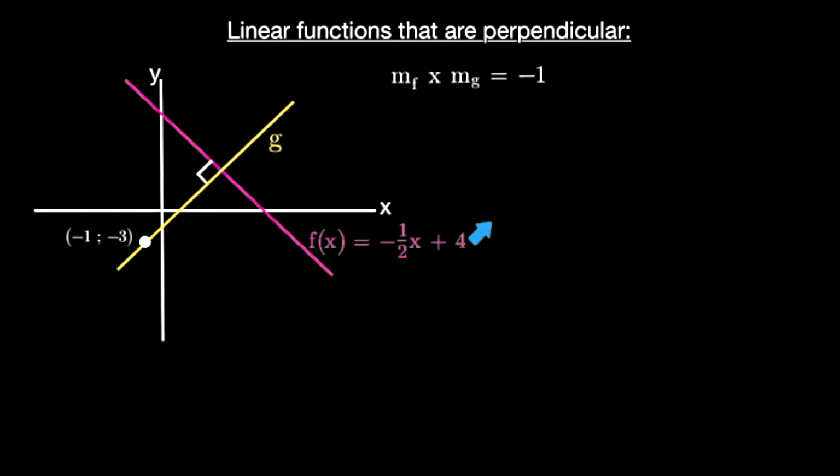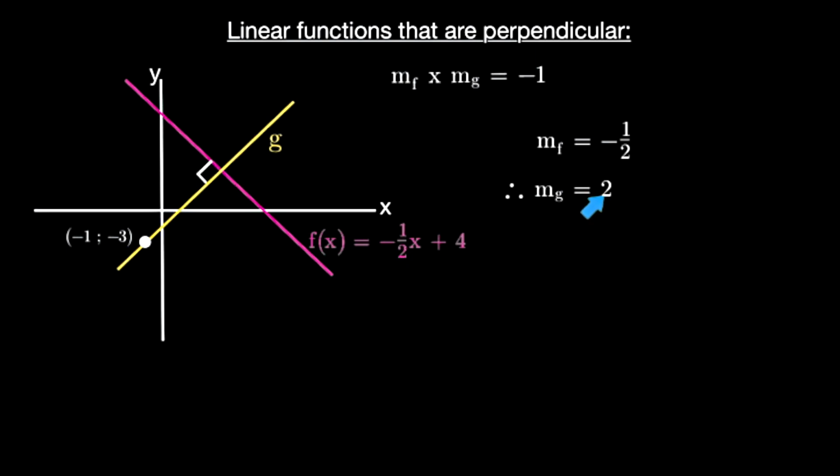So let's write that down. The gradient of f is equal to -1/2. Now we know that if we multiply the gradient of f with the gradient of g, we should get an answer of -1. So that means we can easily calculate the gradient of g. All we do is take the gradient of f and use its reciprocal. So this is 1/2, and the reciprocal means we swap these two around. So 1/2 becomes 2/1, and 2/1 is 2.